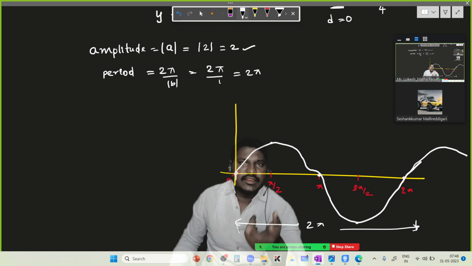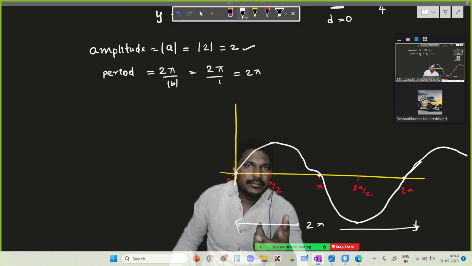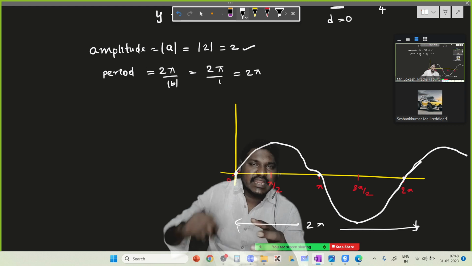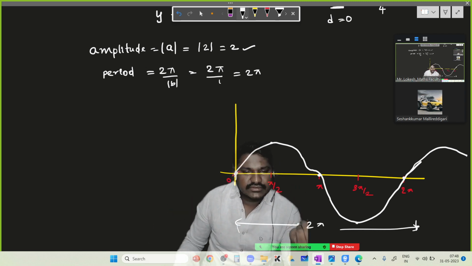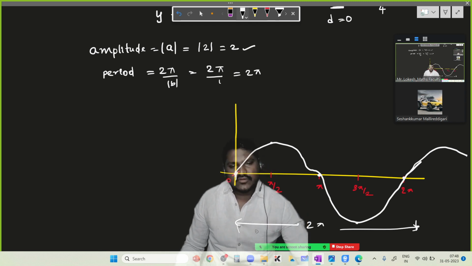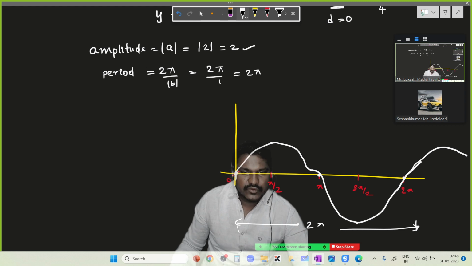So the minimum value of such an interval is the period. Period means the value after which the graph starts repeating once again. We can directly find that using the formula 2 pi by mod b, 2 pi by the absolute value of b. Here the value of b is 1, so the period will be 2 pi.